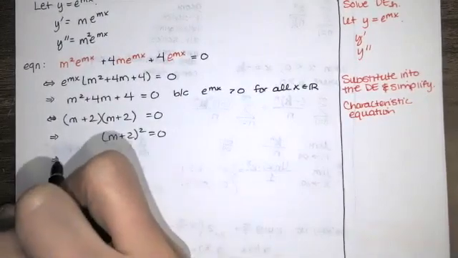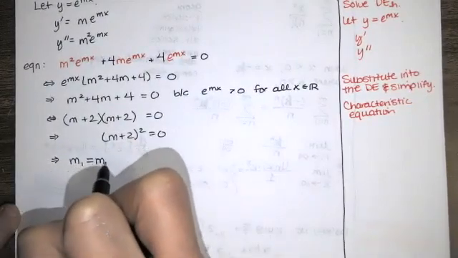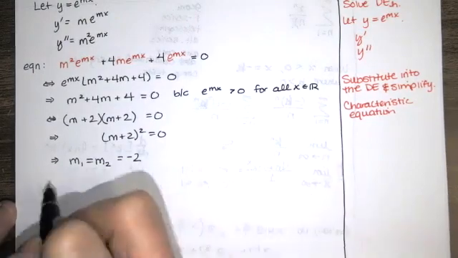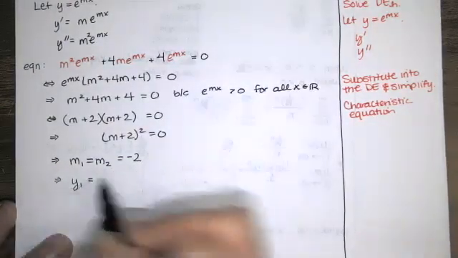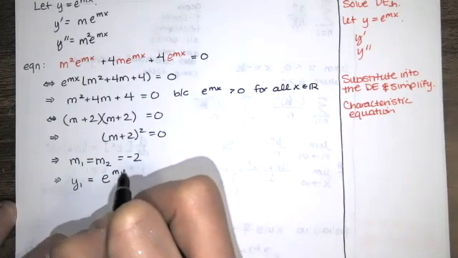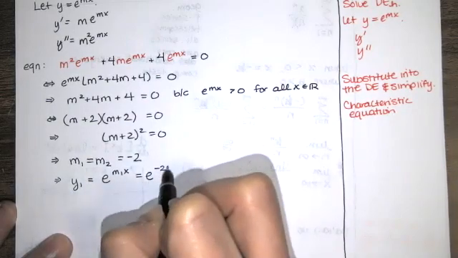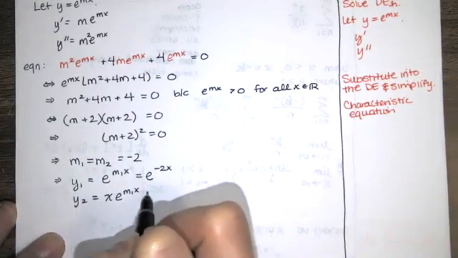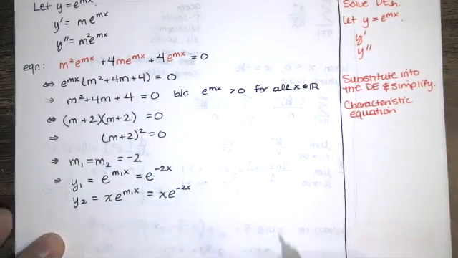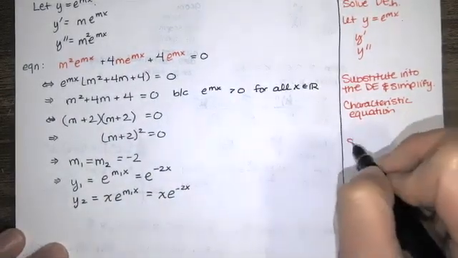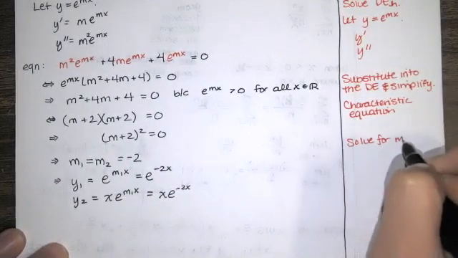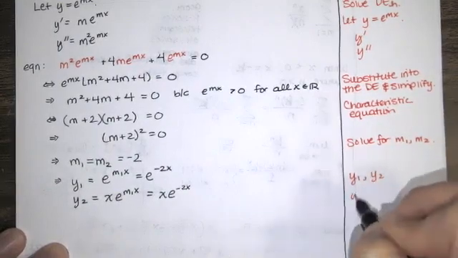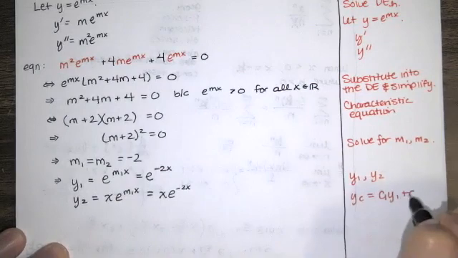So we've got one root, or we can think of that as a repeated root. m1 and m2 are both equal to -2. Since we have a repeated root, the first linearly independent solution is y equals e to the m1x. That's y equals e to the negative 2x. And the second solution is x times e to the m1x. So that's x times e to the negative 2x. So you solve for m1 and m2, and then you get y1 and y2. And then you say that y sub c is c1y1 plus c2y2.